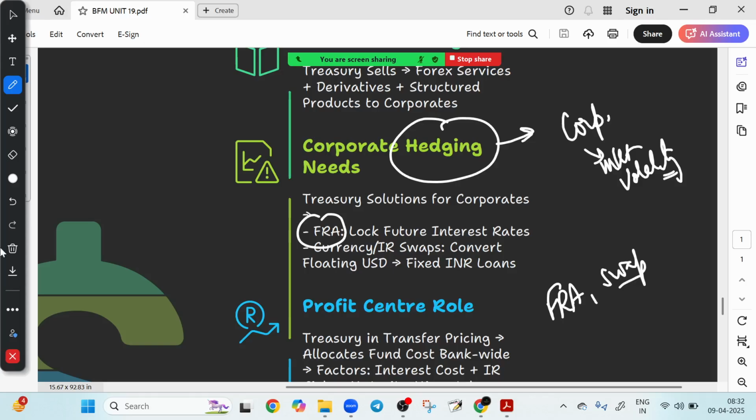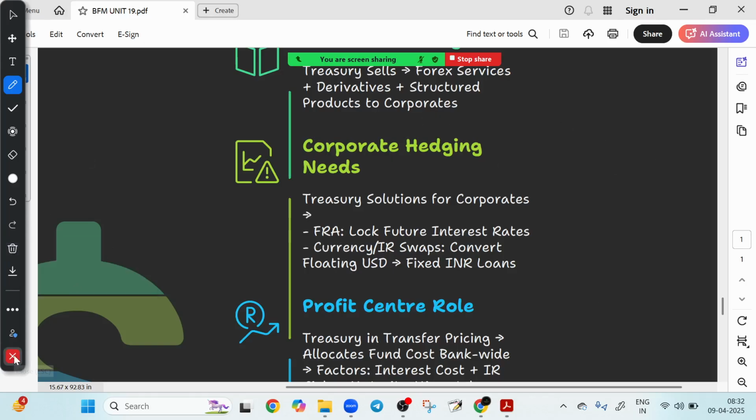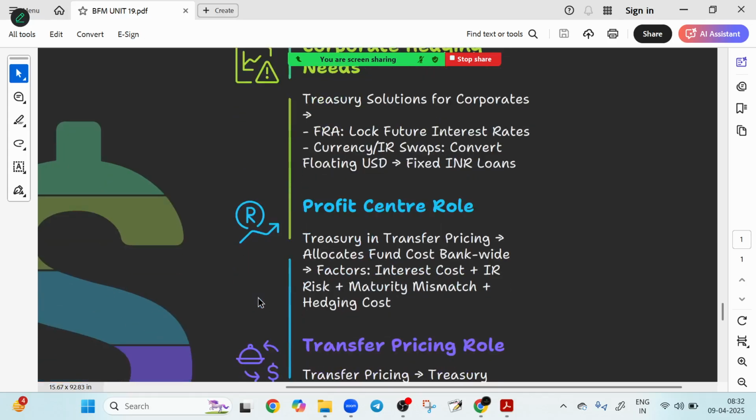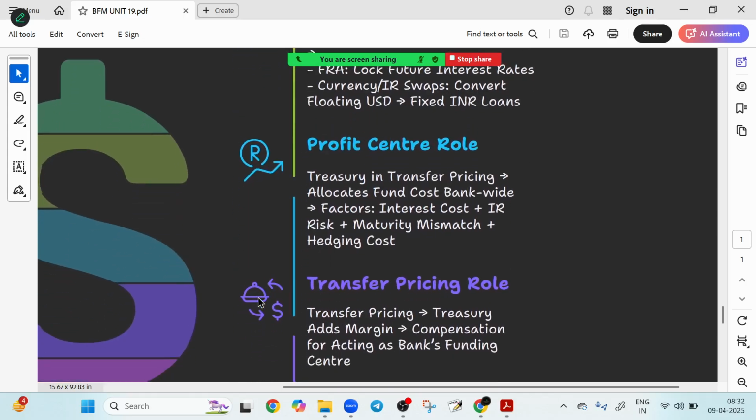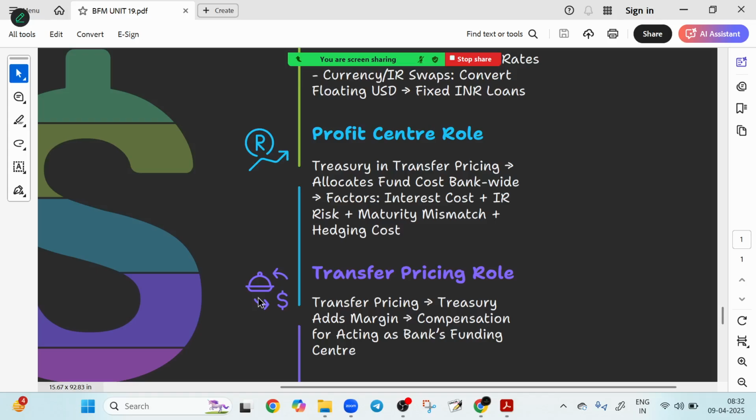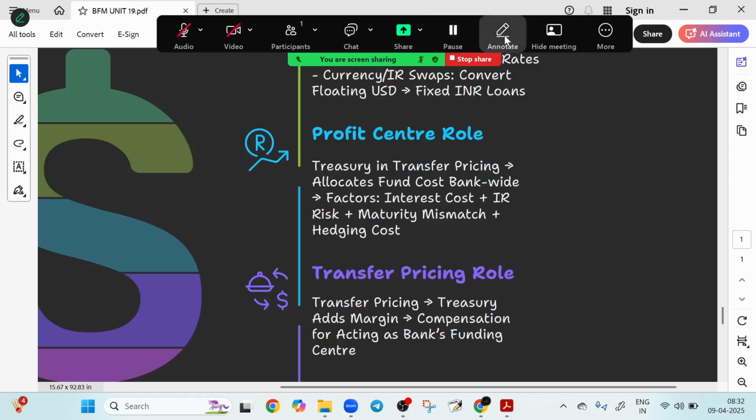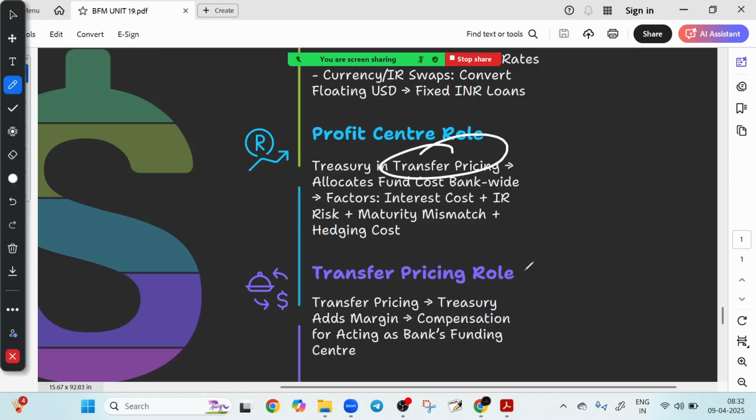Then we have the profit center role. What is the meaning of profit center role? Don't forget, treasury is also a profit center. Through transfer pricing, it assigns cost to the business units based on factors like interest rate risk, maturity mismatch, and hedging cost. This ensures accurate internal cost allocation and profitability.